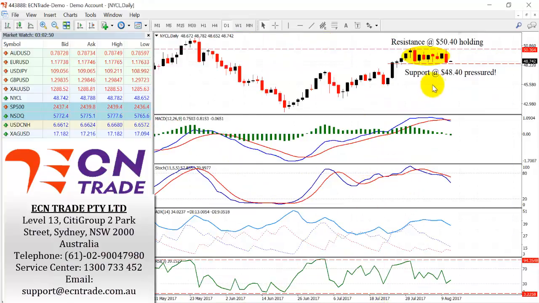Wrapping up with oil, well, the market clearly rejects for the second time that level of $50.40. And now with further weakness coming through, I expect to see this support taken out of 48.40 and expose the next target of $46.70.75 and reassess from there.